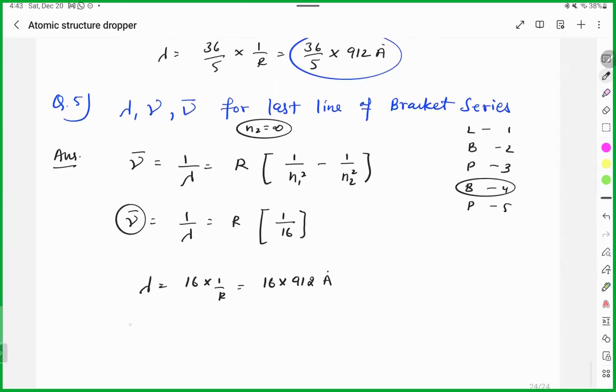Correct. And if you have to calculate frequency, it will be C by lambda. So C is 3 into 10 raised to power 8, and lambda is 16 into 912 angstrom. Done. Tell me, guys, any doubt? No, sir.